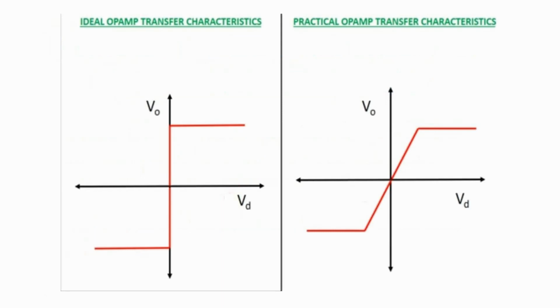These are the ideal and the practical transfer characteristics of the op-amp. It is the graph of input voltage Vd versus output voltage V0.